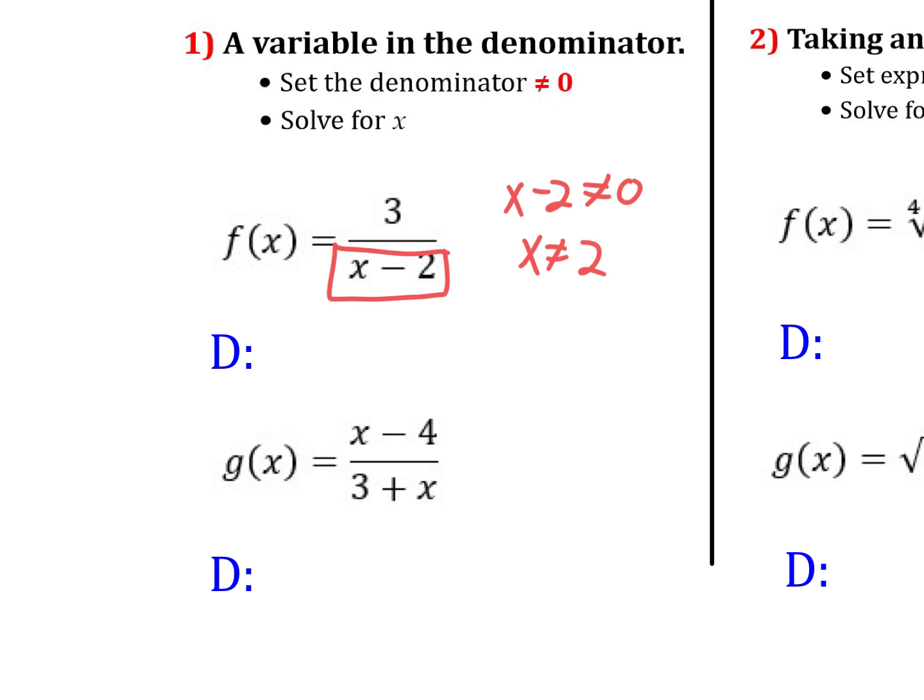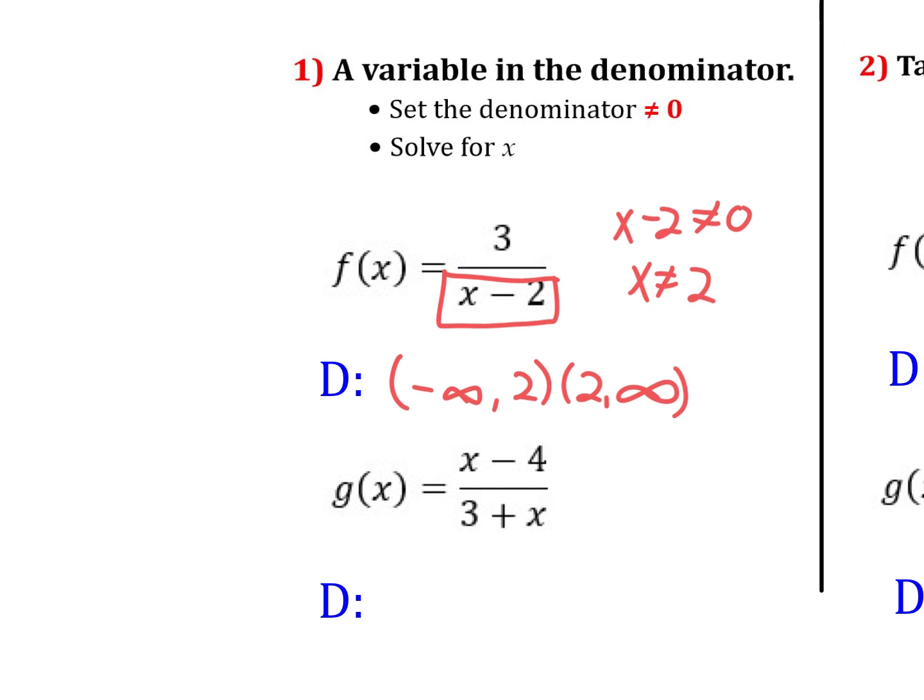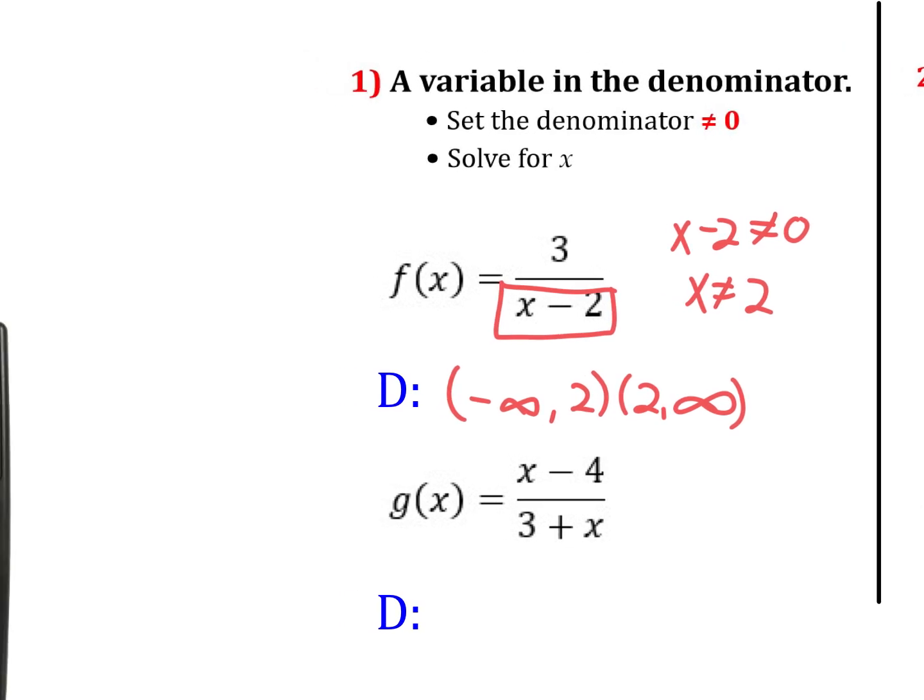So to write that as a domain, I've got -infinity to +2, and then +2 to infinity. Some people might find this helpful to write out a number line and just block off the values that are not included. So if that helps you, go for it. If it doesn't help you, don't do it.